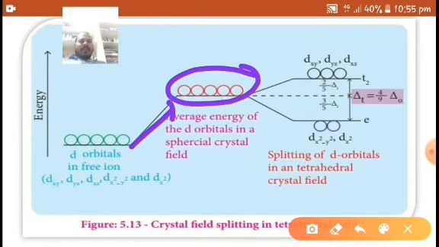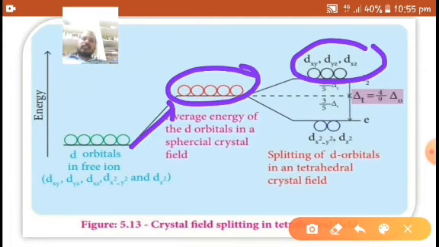So it means t2g orbitals of the metal ion will point towards the direction of the ligands. The ligands are approaching the metal ion between the axes, so the lobes of these t2g orbitals will be directed towards the ligand. There will be a repulsion between these t2g orbitals and the ligands, so the energy of these orbitals will be increased.